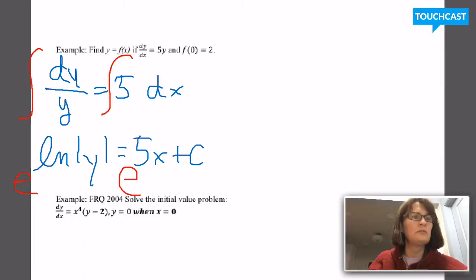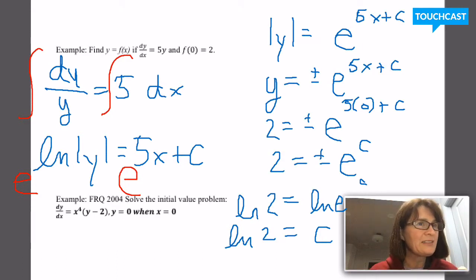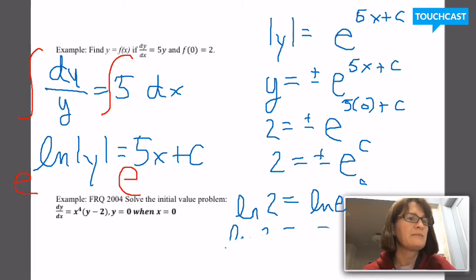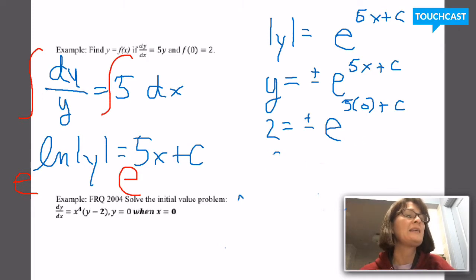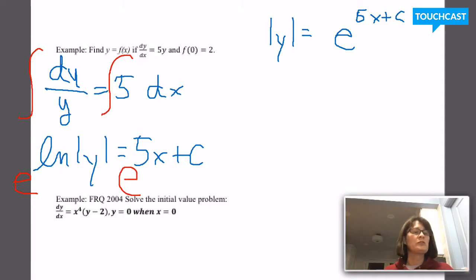So I'm going to scooch me out of the way. And my new left-hand side now is the absolute value of y is equal to e to the 5x plus c. So remember that little trick we used in the last example. We had e to the x minus y, and we rewrote that as e to the x over e to the y. So here we're again going to use a rule for exponents that you'll probably remember from Algebra 1 or Algebra 2 to rewrite this expression on the right.